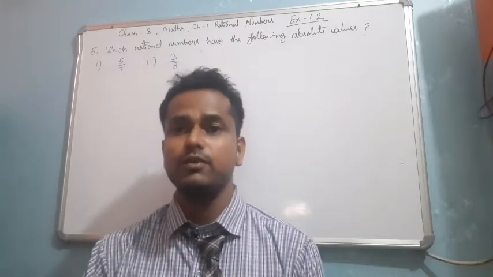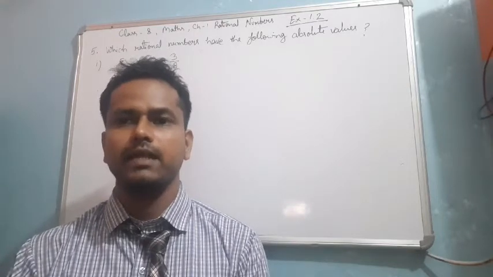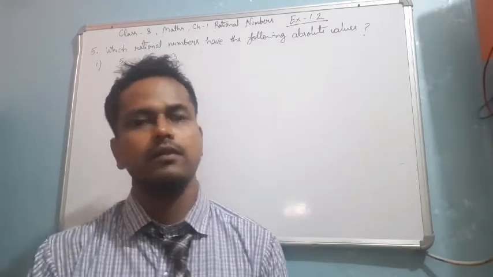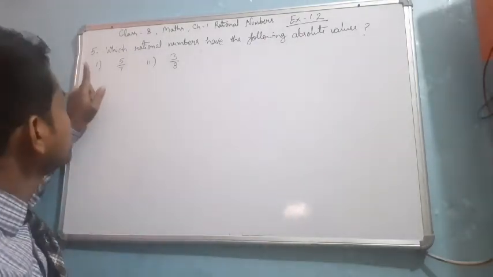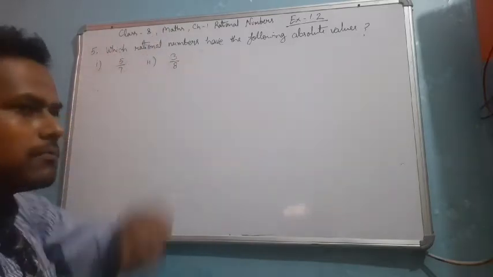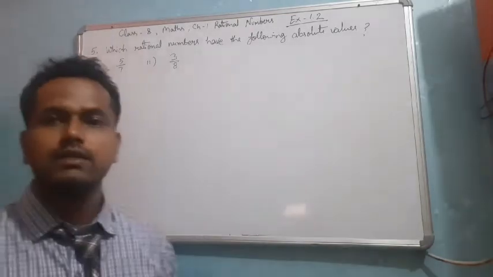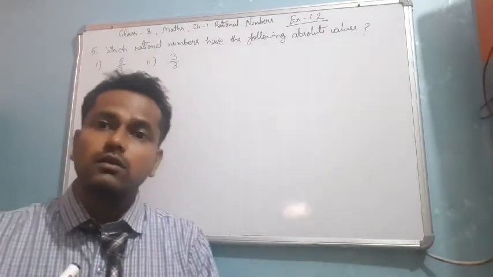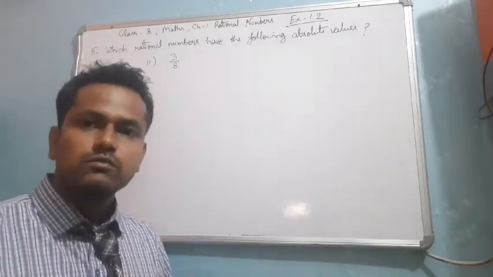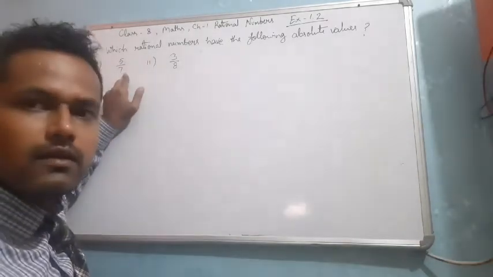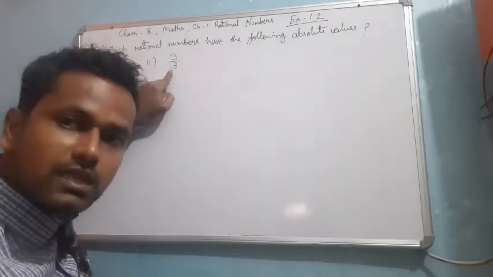Today I am going to solve exercise 1.2, which is taken from class 8 mathematics chapter 1, rational numbers. In exercise 1.2, question number 5 asks: which rational numbers have the following absolute values, 5 by 7 and 3 by 8? You have to find which rational numbers have an absolute value of 5 by 7, and which rational numbers have an absolute value of 3 by 8.